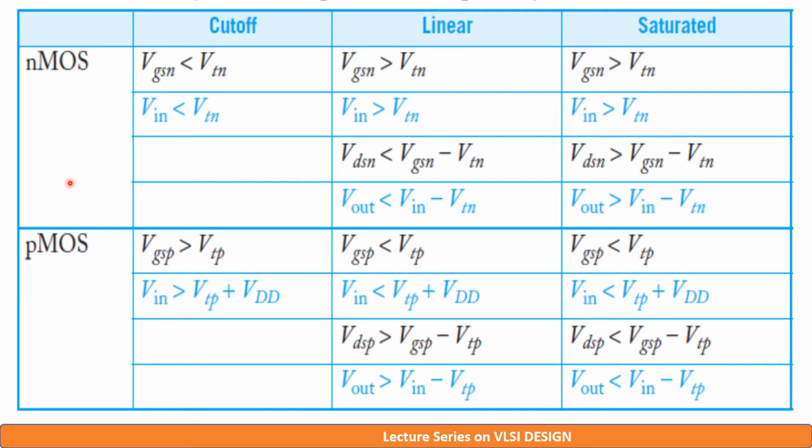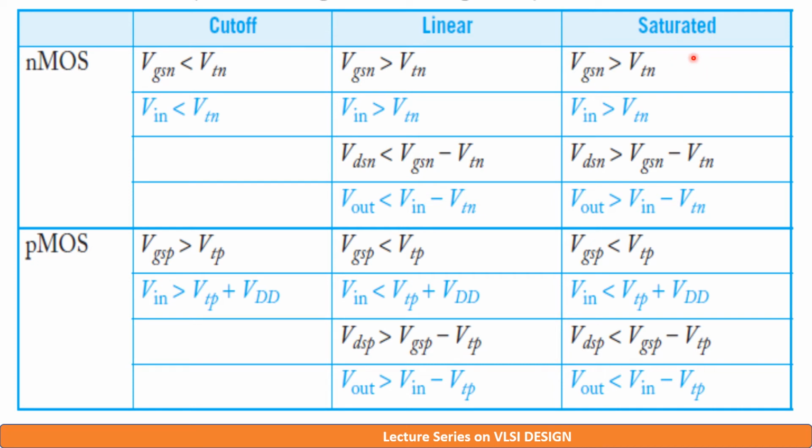So now let us write the operating region equations for NMOS and PMOS. NMOS operates in cutoff region if VGS is less than VT. VGS for NMOS is Vin, so Vin less than VTN. NMOS operates in linear if VGS is greater than VT and VDS is less than VGS minus VT. VGS for NMOS is Vin, so once you substitute you get Vin greater than VTN. VDSN is Vout, therefore Vout is less than Vin minus VTN.